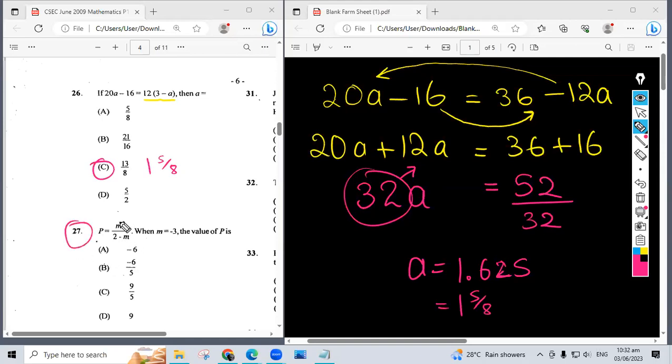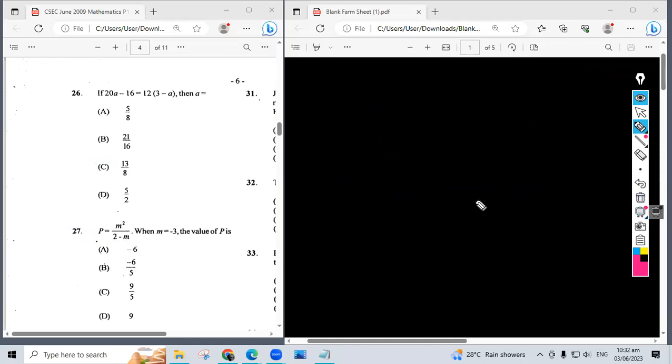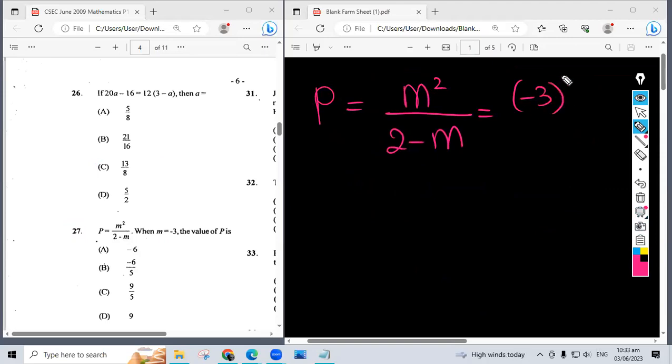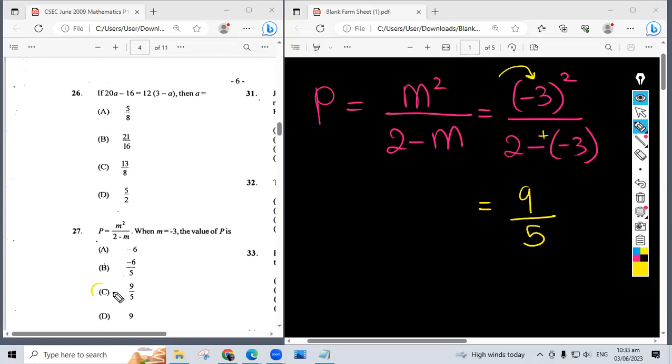Number 27, it just wants you to replace the letter M with -3. I can't imagine that being too hard. So P is equal to M squared divided by 2 minus M. When you're replacing something, put it in brackets, right? So you make no mistakes. Replace both M's with -3. -3 squared. Remember, we bounced this up in question 1 today. When you square anything in the world, you're going to get a positive value. 2 minus sign is going to touch here. So it's 9 divided by 5. The answer is C.